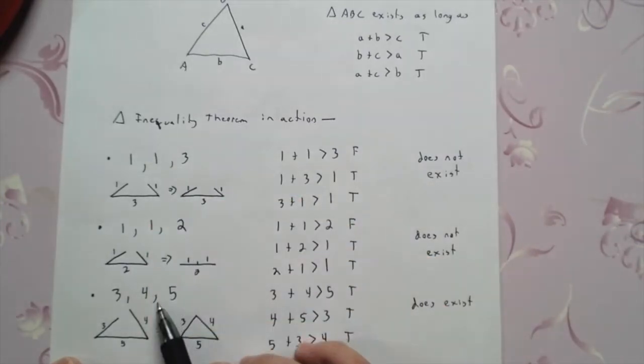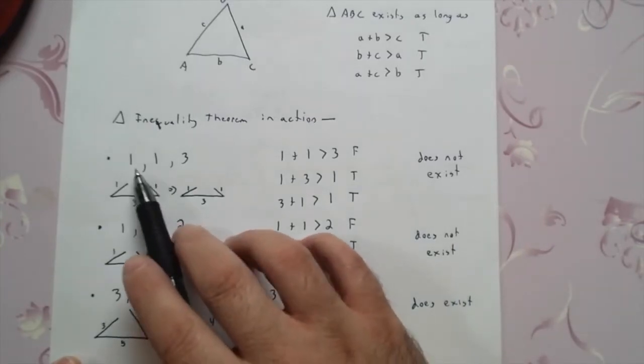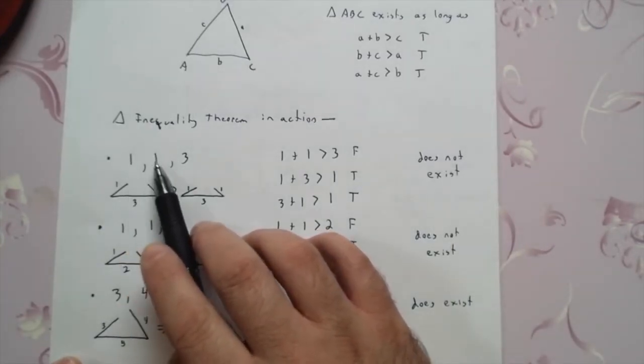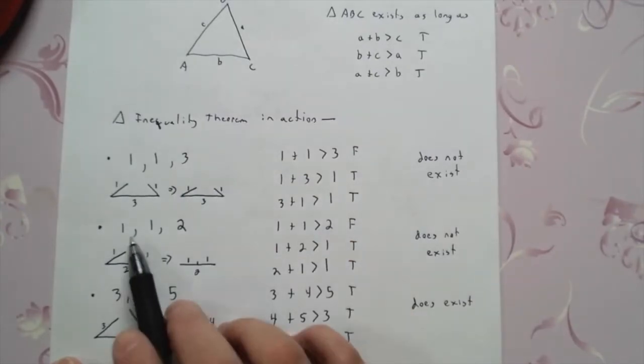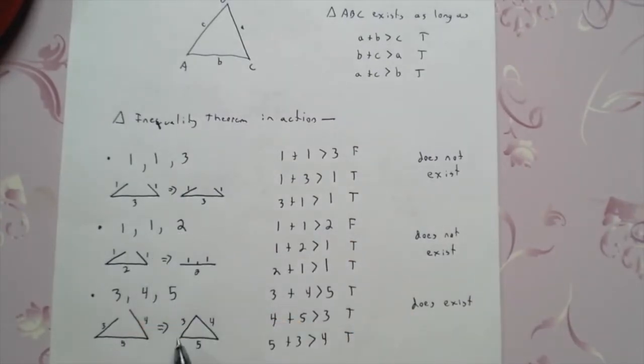So here are three different examples. I'm going to talk about these here in a second, about why they do not exist and why the last one does exist. So here are my sides of my triangle, 1, 1, and 3. The sides of this triangle are 1, 1, and 2. And then the sides of this triangle are 3, 4, and 5.